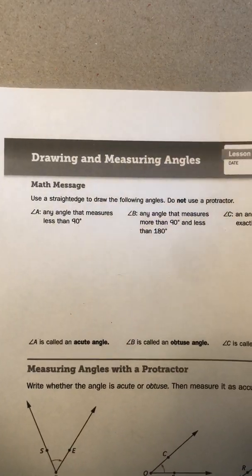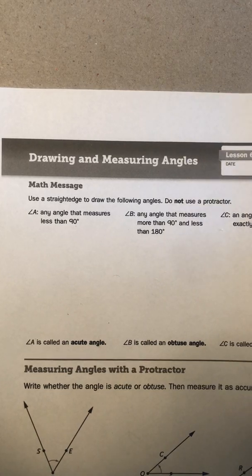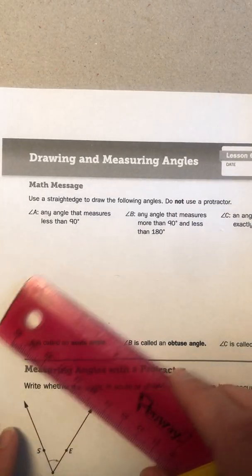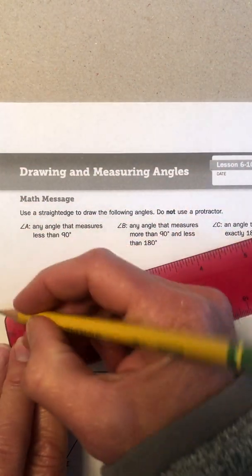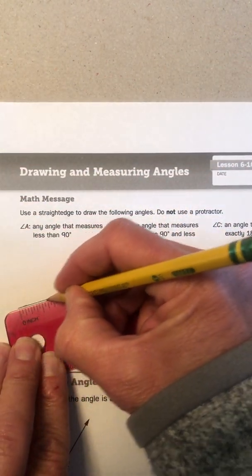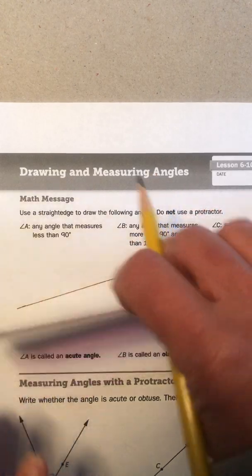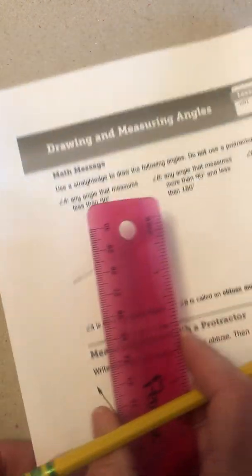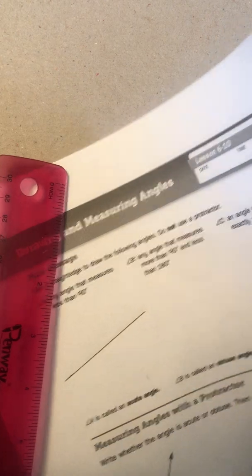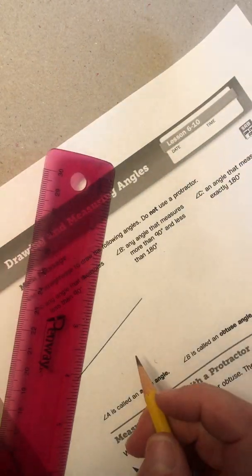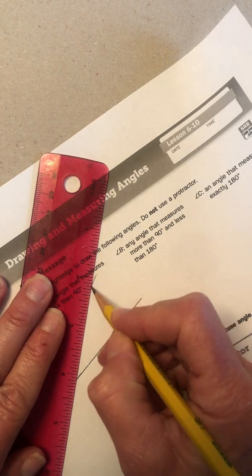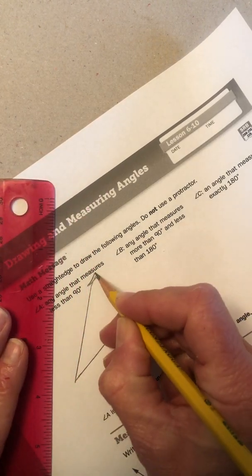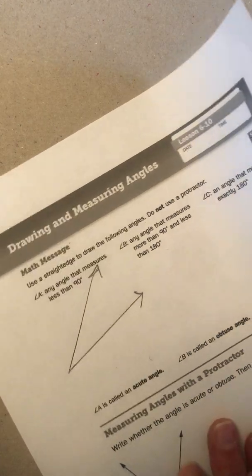The first one says any angle that measures less than 90 degrees. So I'm going to go ahead and start with just a straight line. I know that the opening doesn't have to be straight across. The opening has to be less than 90 degrees. So I'm going to make mine quite a bit less than 90 degrees. This would be called an acute angle. I go ahead and put my arrows on the end.